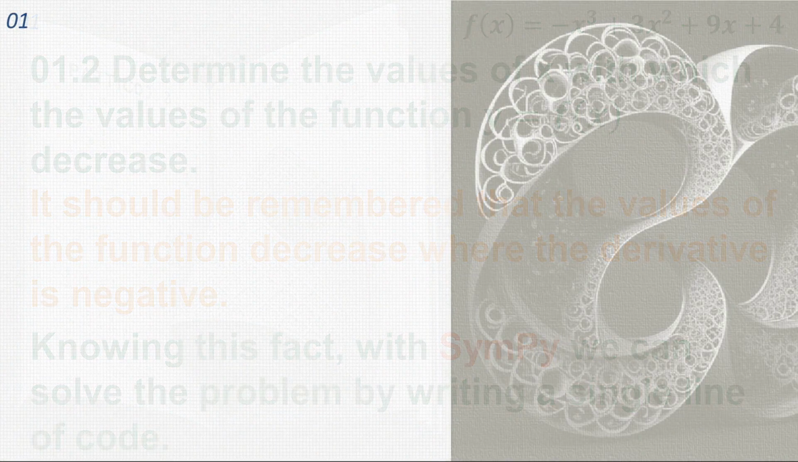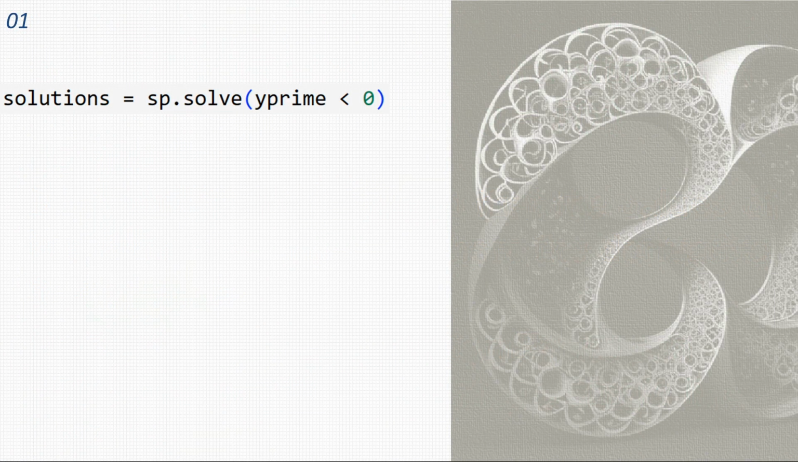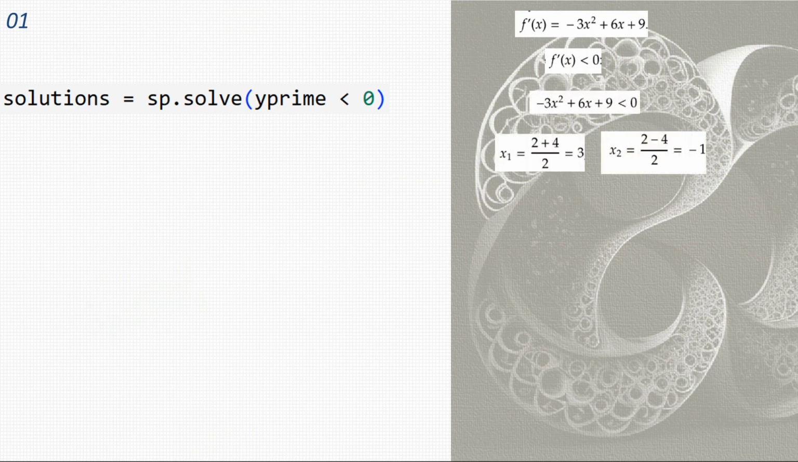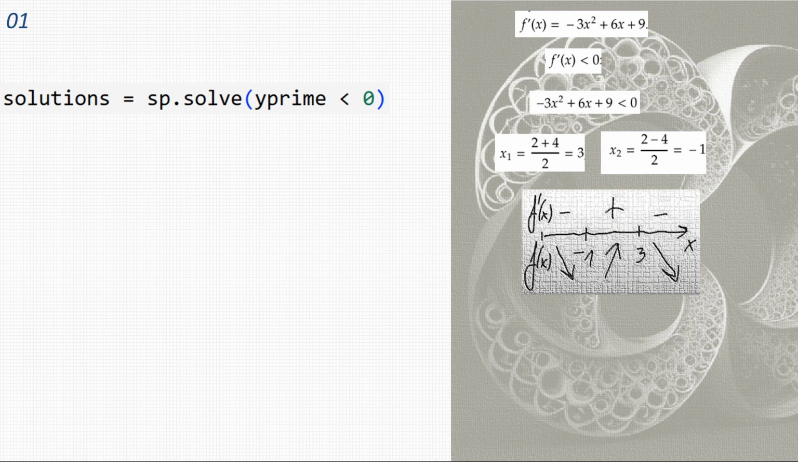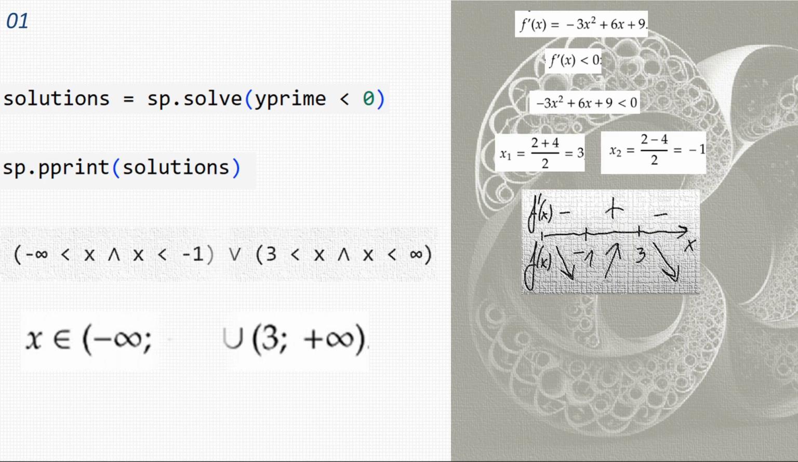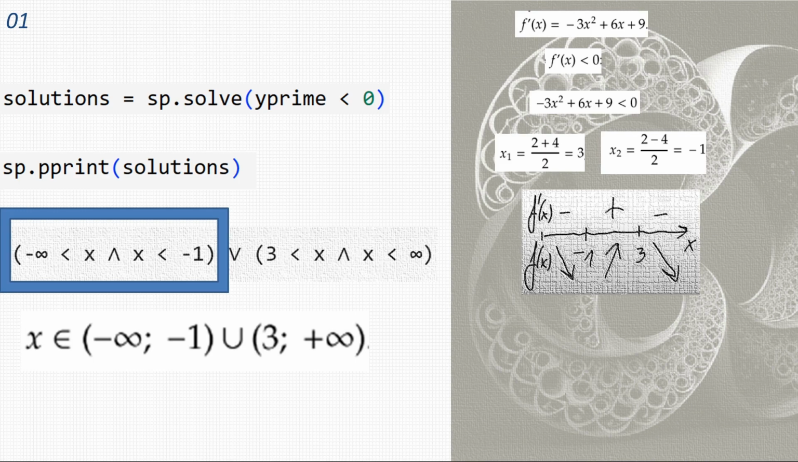Let's dive into another exciting feature of SymPy, the solve function. With this function, we can instruct SymPy to solve inequalities, like finding where the derivative is less than 0. The magic happens instantly. We obtain the answer, revealing two intervals, when x ranges from -infinity to -1, and when x ranges from 3 to infinity.